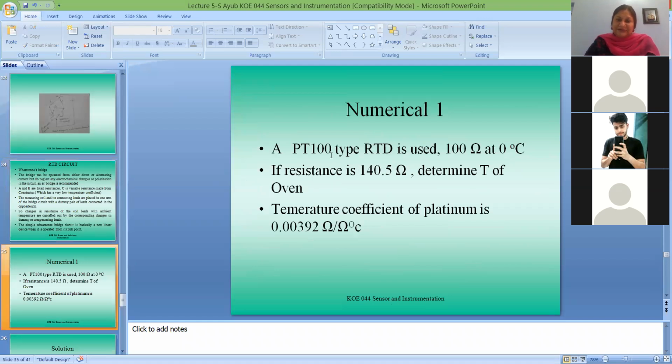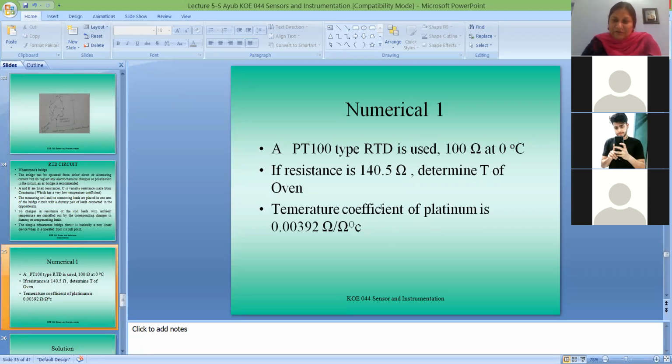Let's say PT100 is a type of RTD which you are using, and it is giving you a resistance of 100 ohms at 0 degrees Celsius. That means your R0, at 0 degrees Celsius, is 100 ohms. And if you measure RT, that is the resistance after applying the temperature to this particular RTD, it is measured as 140.5 ohms. So you want to find out T.